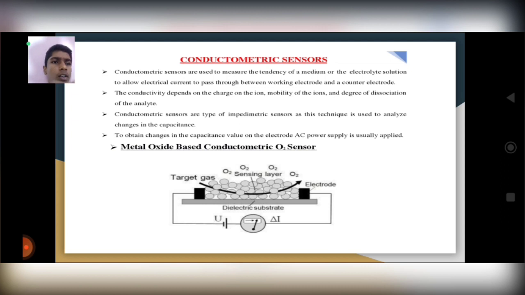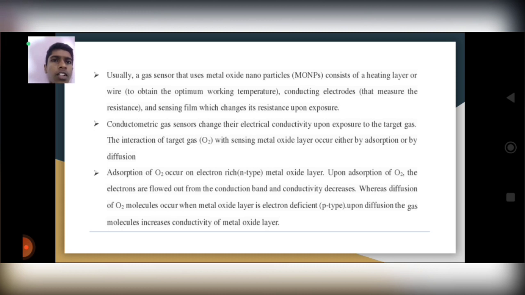Metal oxide based conductometric gas sensor. Examples: usually a gas sensor that uses metal oxide nanoparticles consists of a heating layer or wire, a conducting electrode, and a sensing film which changes its resistance upon exposure. Conductometric gas sensors change their electrical conductivity upon exposure to the target gas. The interaction of the target gas with the sensing metal oxide layer occurs either by adsorption or by diffusion.